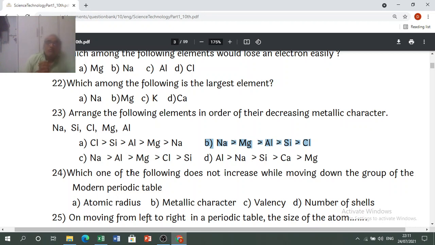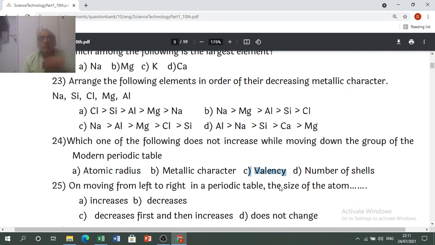That's why. Which one of the following does not increase while moving down the group of the modern periodic table? Moving down, atomic radius increases. Okay, does not increase. Metallic character increases. Valency does not increase. Therefore, answer is valency. On moving from left to right, the size of atom decreases, as the shell number is same.